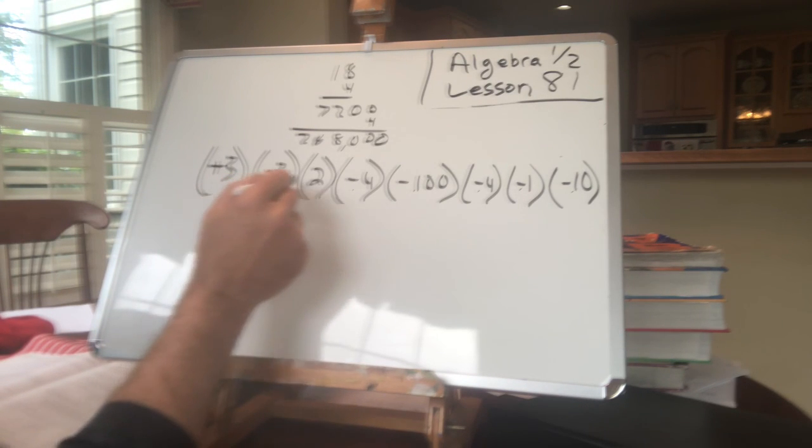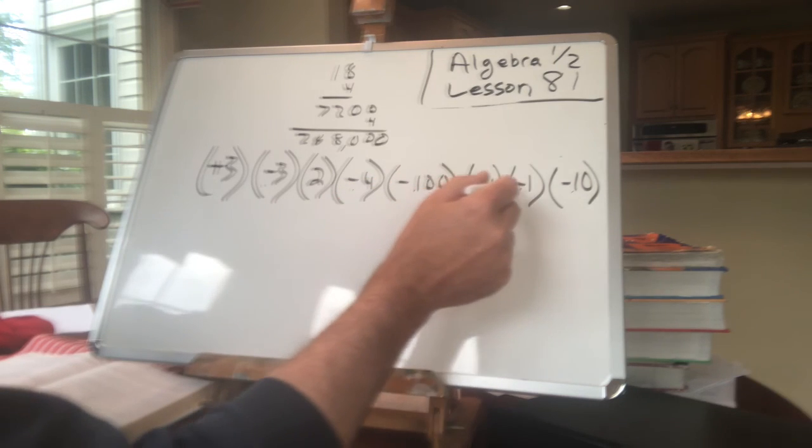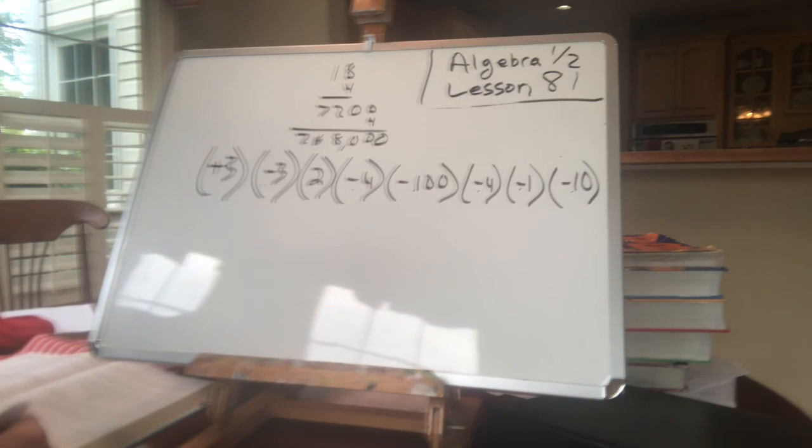1, 2, 3, 4, 5, 6. I had 6 negative numbers. That is an even number. Therefore, my answer is a positive number.